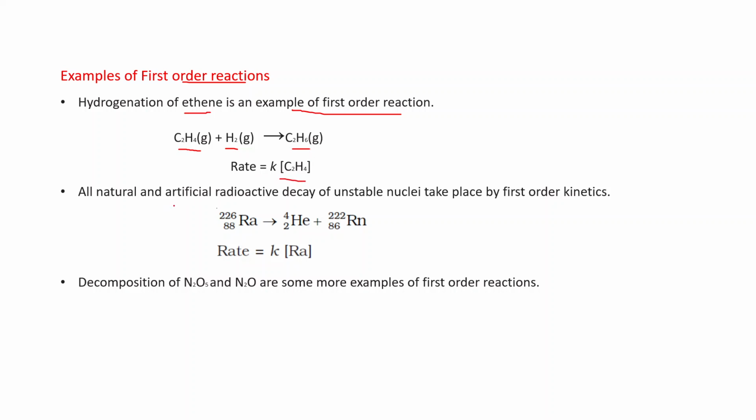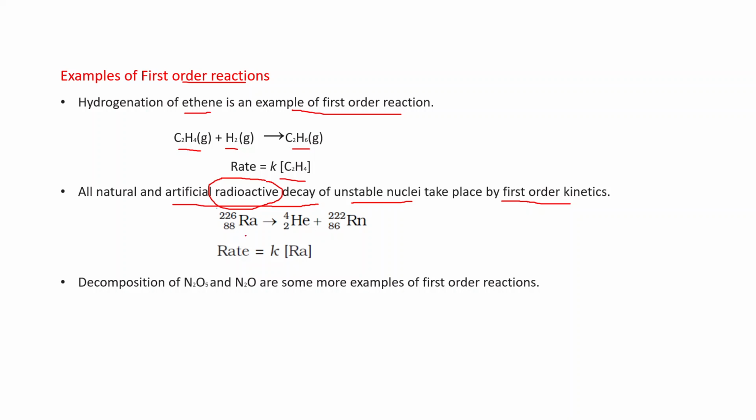All natural and artificial radioactive decay of unstable nuclei takes place by first order kinetics. Now what is this radioactive decay? I think in the lower class you discussed the meaning of radioactivity and radioactive substances. Actually, there are some substances which emit invisible radiation: alpha, beta and gamma. These are the radioactive substances, and this may be natural and this may be artificial. All natural and artificial radioactive disintegration or radioactive decay are first order kinetics, first order reactions.